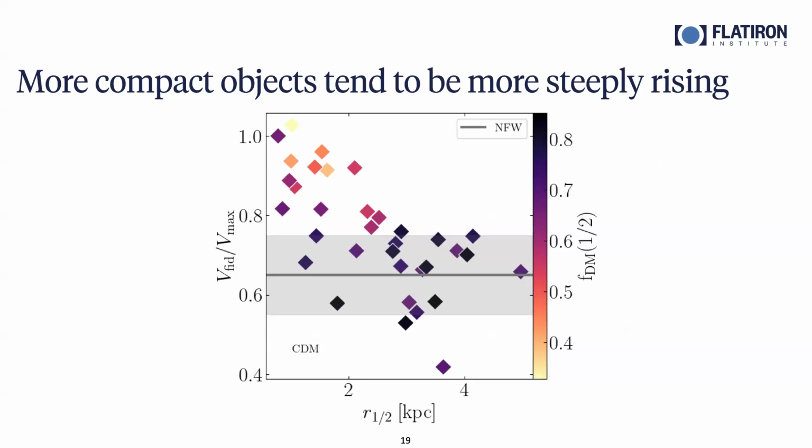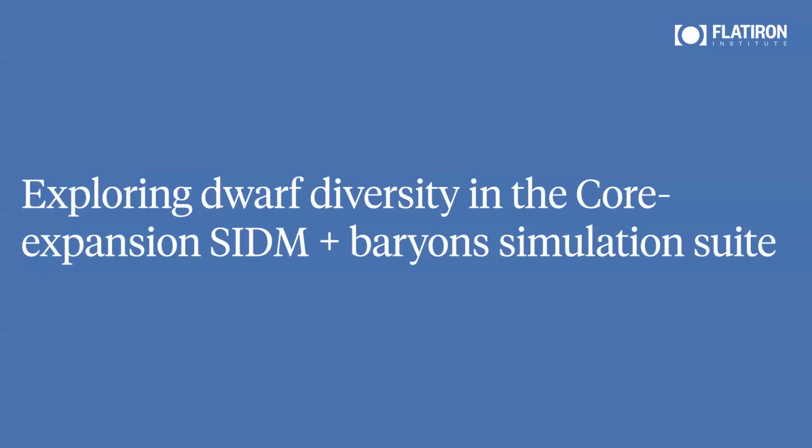This is the half-light radius. And then this is colored by the dark matter mass fraction. So these things you can see are more baryon dominated. They're more compact objects and they're more steeply rising. So I think these two things are tied together, at least in the cold dark matter case. Okay, so now I'm going to go to the case where I think about core expansion, SIDM.